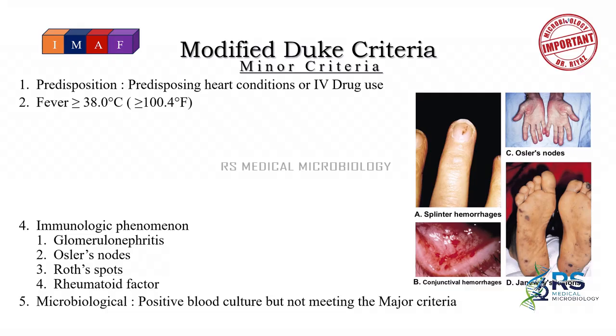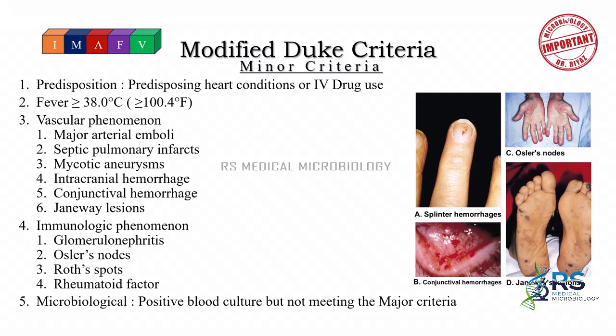Fourth is fever of more than 100 degrees Fahrenheit. And finally, you have the vascular phenomena, which can be major arterial emboli, septic pulmonary infarcts, mycotic aneurysms, intracranial hemorrhage, conjunctival hemorrhage, or Janeway lesions.